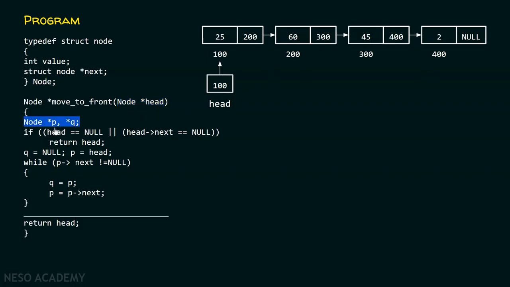After this, we are declaring 2 pointers P and Q. Let me declare these 2 pointers here. And then after that, we will check this condition. Is head equal to null or head next is equal to null? That means if we have just 1 node or 2 nodes, then we will simply return the head pointer.